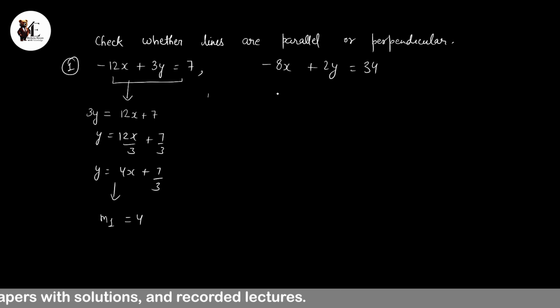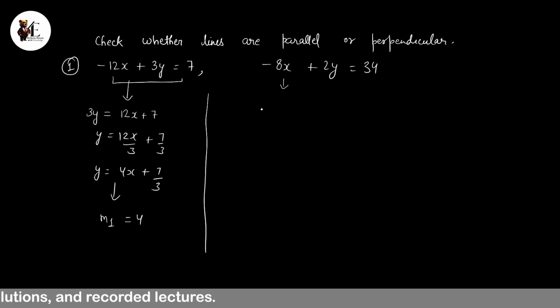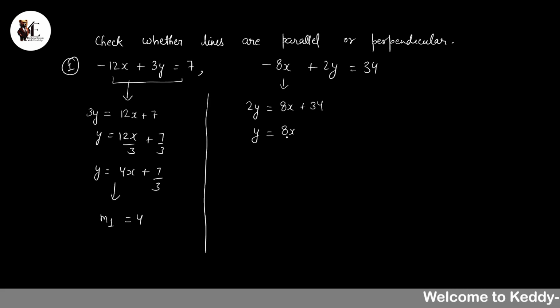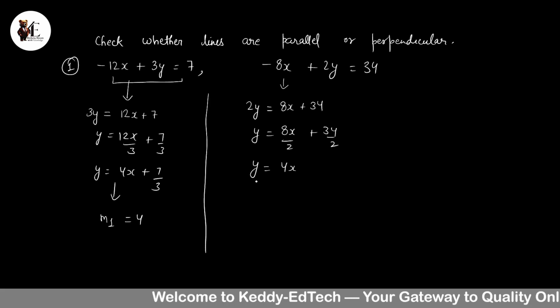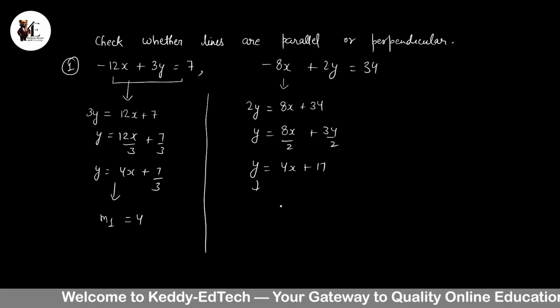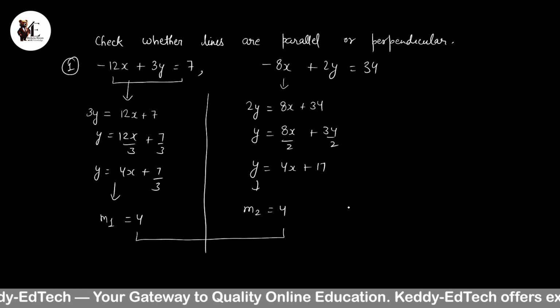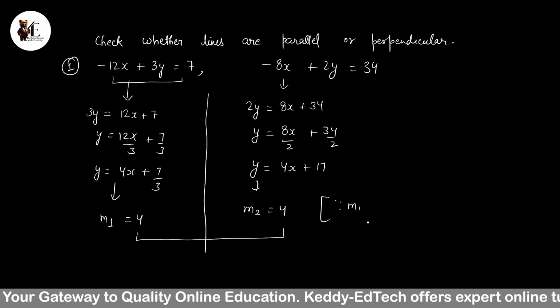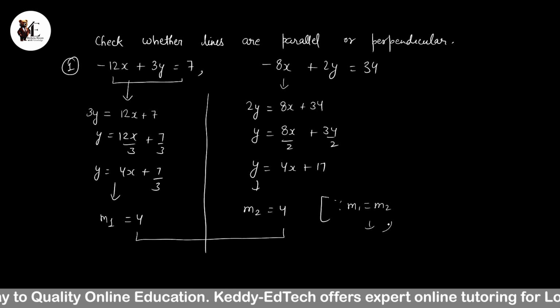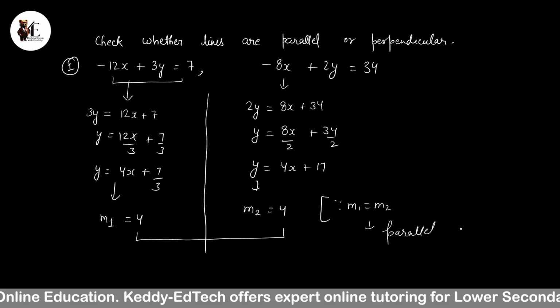So now let me check for the second one as well. So 2y is equals to this negative 8x will become positive 8x on the other side. So y is equals to 8x over 2 plus 34 over 2. So y is equals to 4x plus 17 and the gradient of the second line is 4. So now you can see that the gradient of both the lines are equal. So this is the condition of parallel lines. It means that the lines will be parallel.